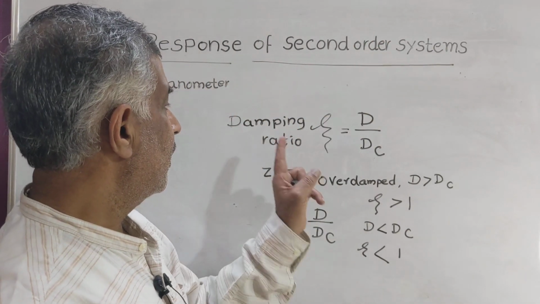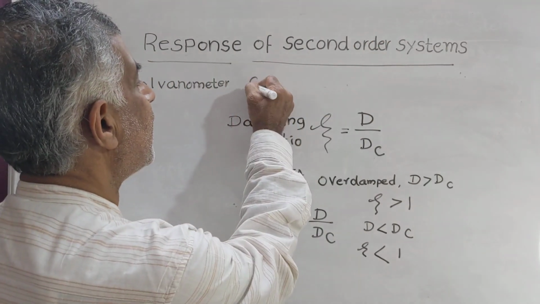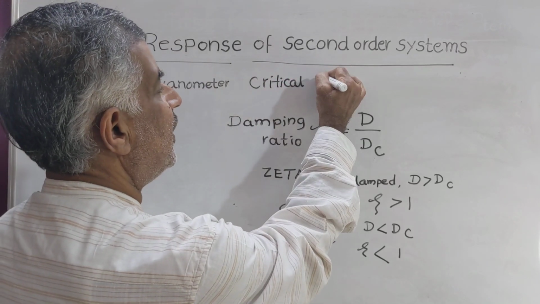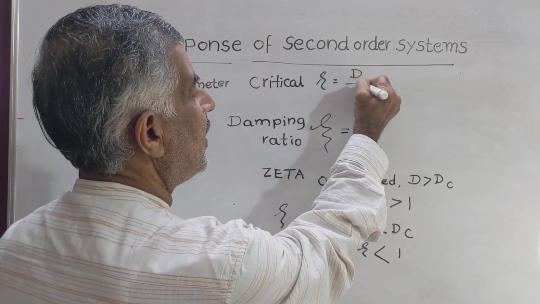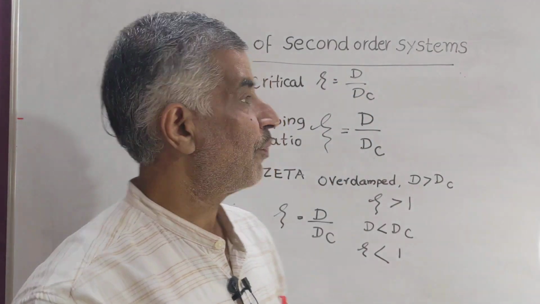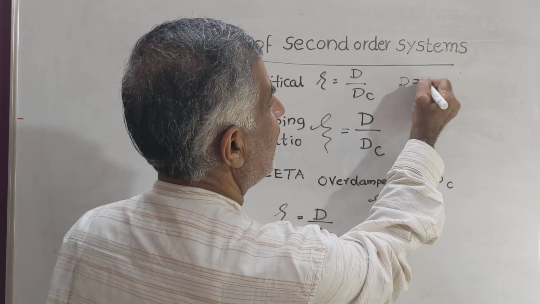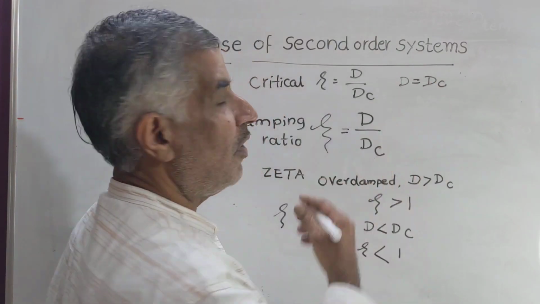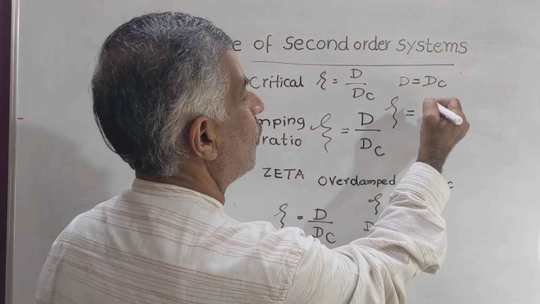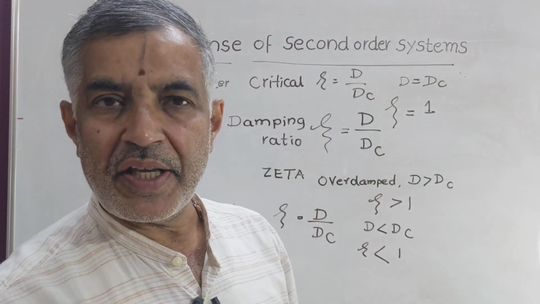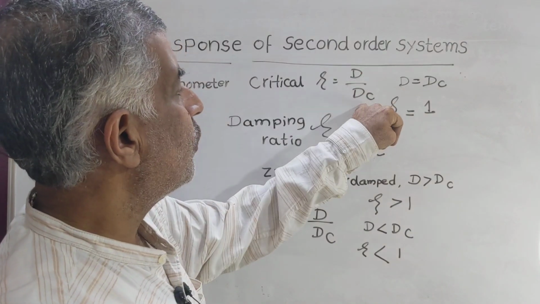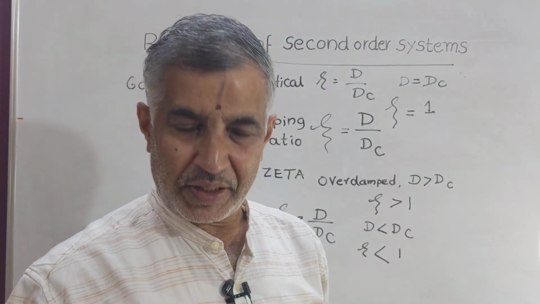Lastly, the critical damped case. In the critical damped case, zeta equals d by dc. So d is exactly equal to dc. Therefore, for critical motion, zeta is equal to 1. Numerator equal to denominator, therefore d equal to dc, therefore zeta equal to 1.